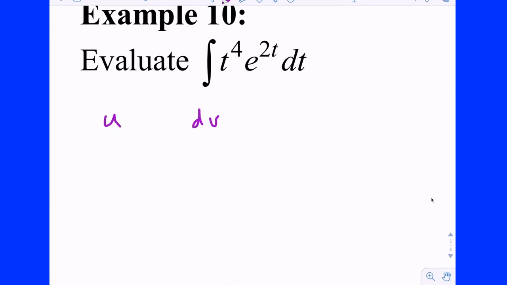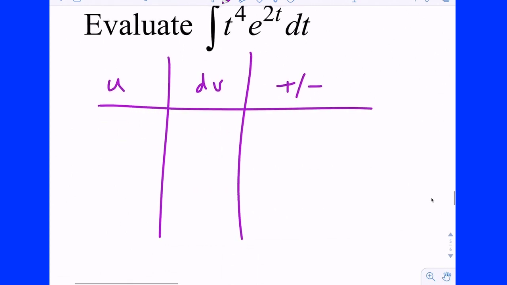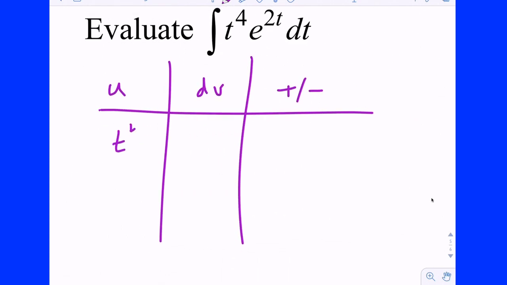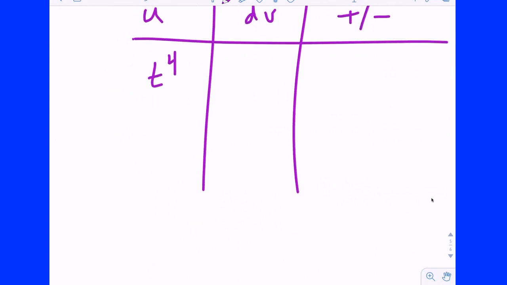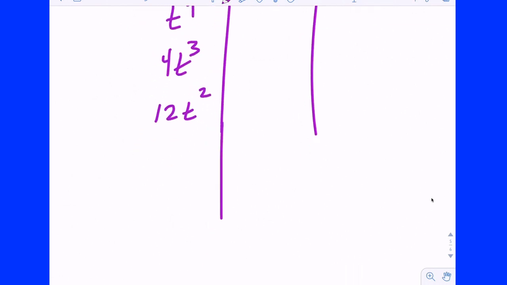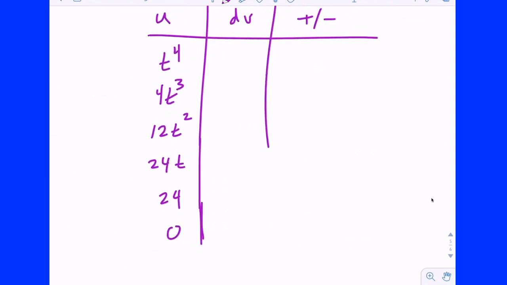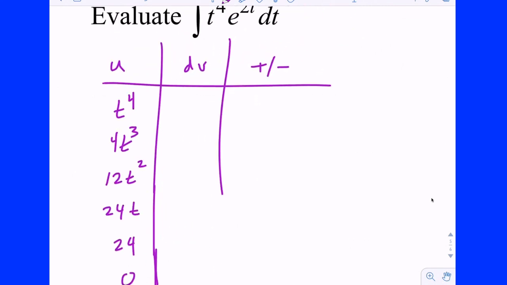U, dv, plus minus. And let u equal t to the 4th. So if you have a power term there, that's real easy. Just go all the way down, expire to 0. 4t cubed, 12t squared, keep taking the derivative, 24t, 24, 0. Nice. And now you're just taking antiderivatives of e to the 2t.